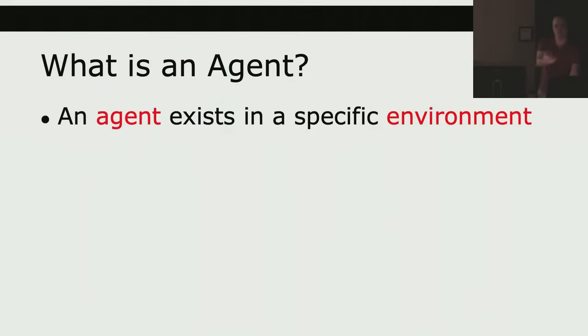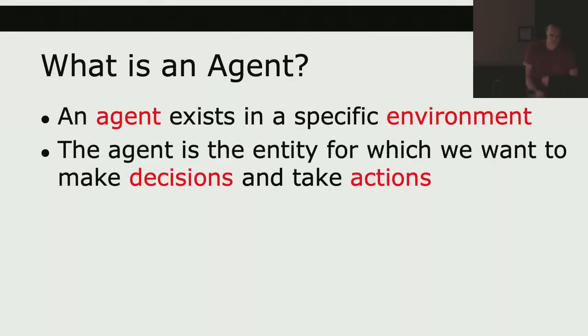FBI agents are agents, but a more general definition of agent that we'll be using in a problem-solving AI context is just a thing that exists in a specific environment. We'll talk about environments in a second. The agent is the entity for which we want to make decisions and take actions.